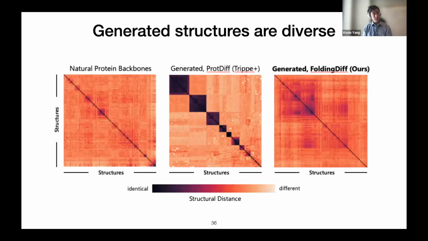Another way to look at diversity is to cluster the backbones or to look at the distances between them. So on the left, we have natural protein backbones. In the middle, we have ProDiff, which once again is point cloud diffusion. On the right, we have generations with FoldingDiff. You can see using that angle formulation gives you much more diverse samples.